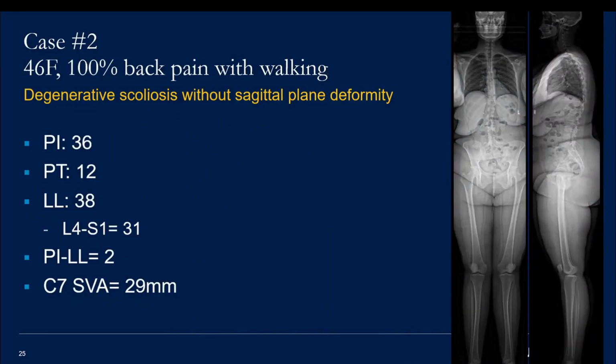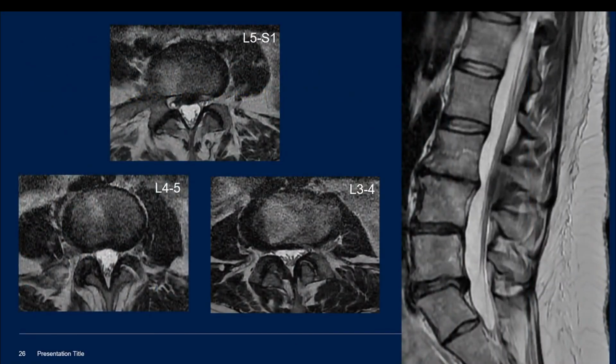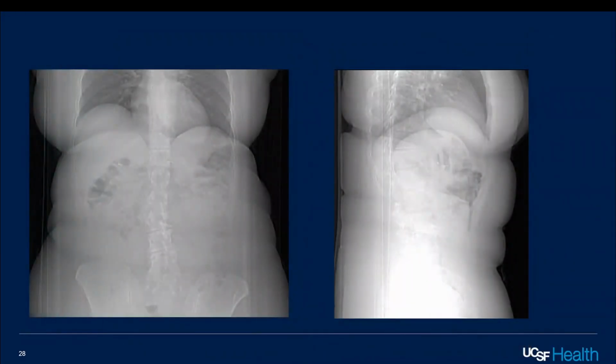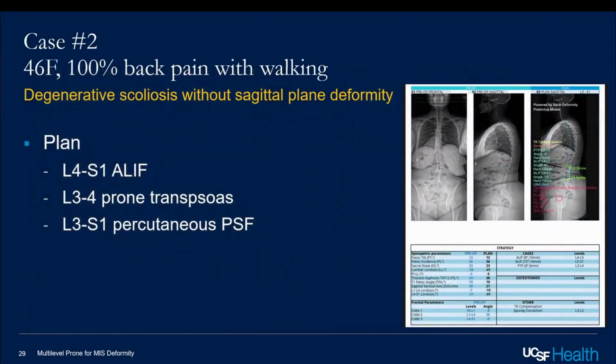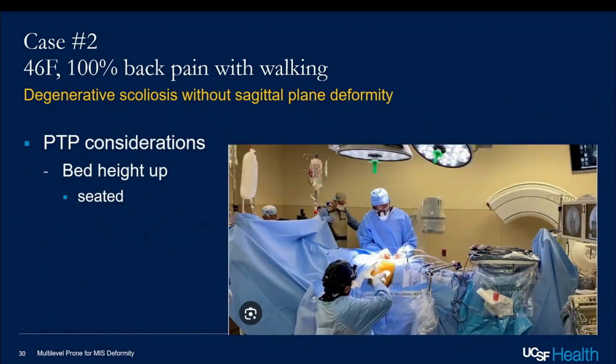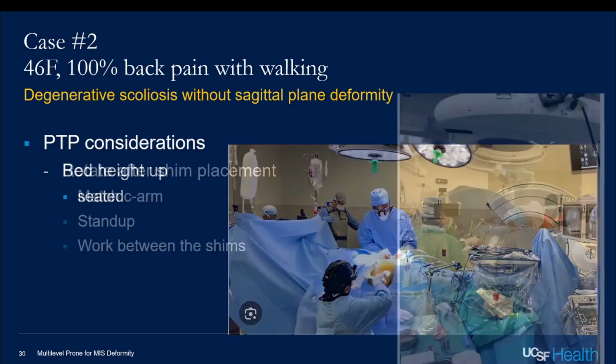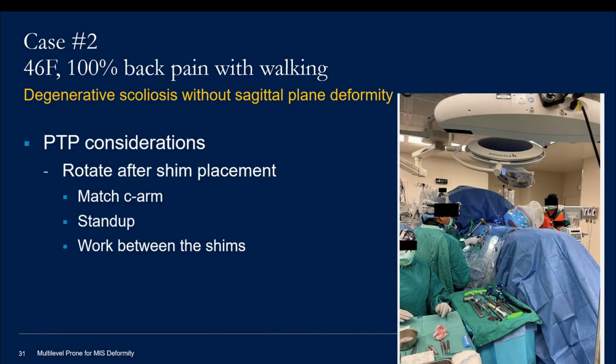Next case, 46-year-old, mostly back pain. There's not really a sagittal plane deformity here. It's just a mild degenerative scoliosis. These are the images from the previous experience of dealing with truncal obesity. I did not want to go prone at 4-5, so I just opted to do L4-S1 ALIF again and 3-4 prone trans-psoas. Another option here is that you can adjust the bed height. You want to start seated. Once you put your shim in, then you can rotate the bed away from you and match the C-arm so you can work in a standing position to avoid that kind of fatigue and awkward position that you would have seated, especially when you use loops that are designed to look down and you're constantly trying to look up, which is not ergonomic.